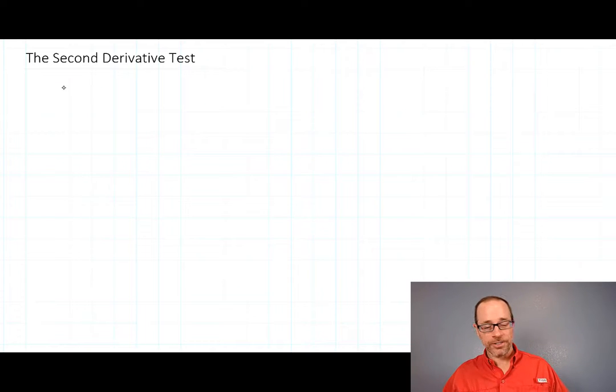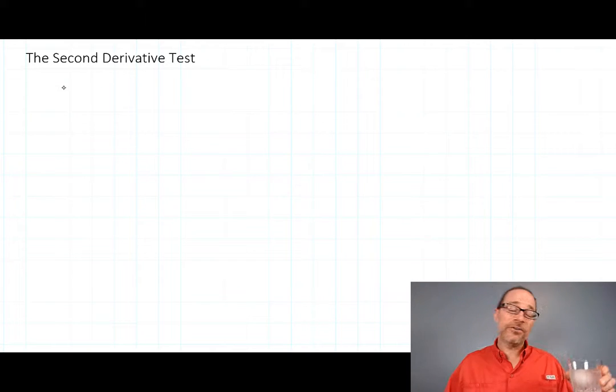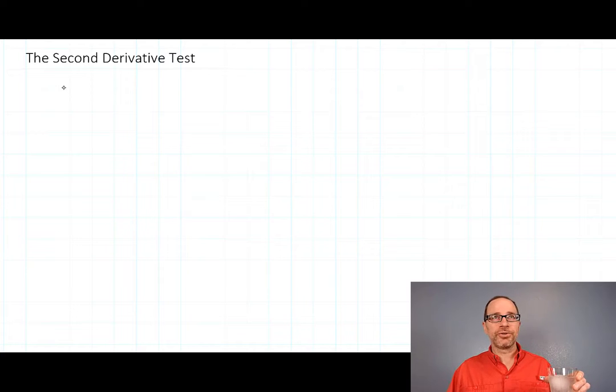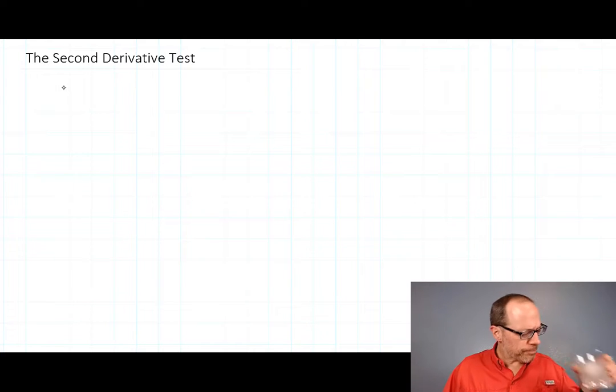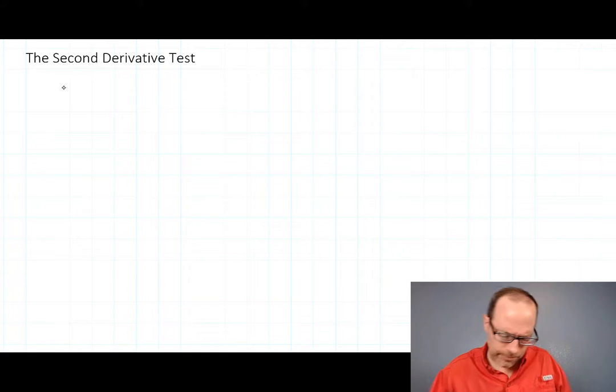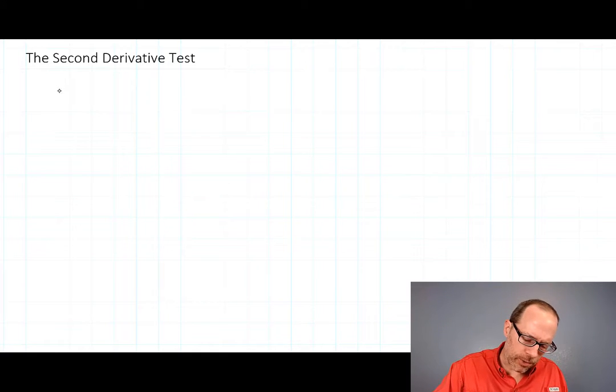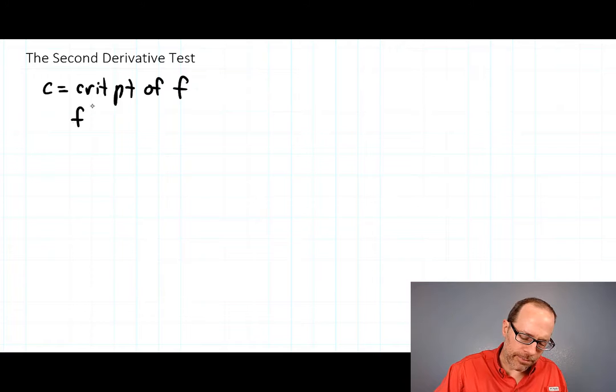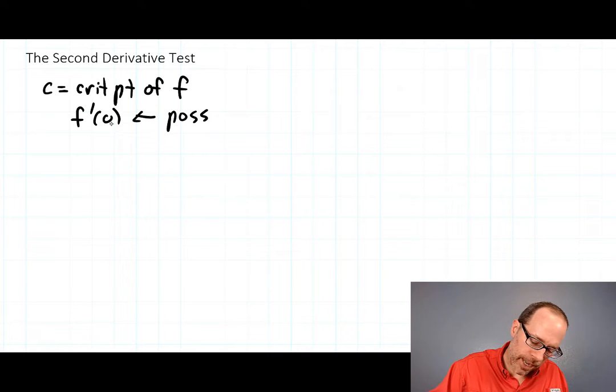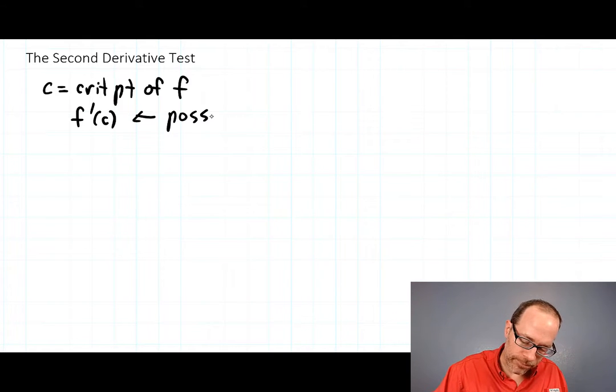Welcome back. We're going to talk about the second derivative test now. It's a convenient tool to check for max-mins, at least sometimes. So the setup is this. Suppose you have c being a critical point for f, and by that I mean the derivative is 0, so it's a possible local max or min.